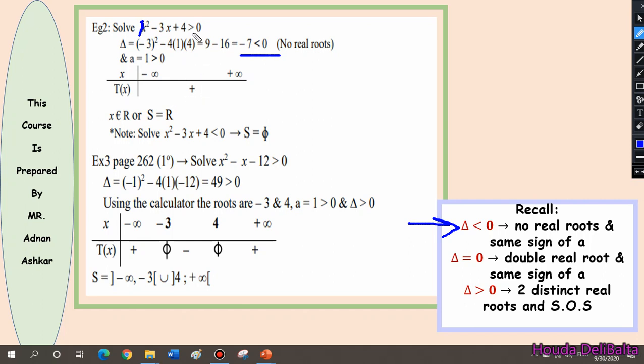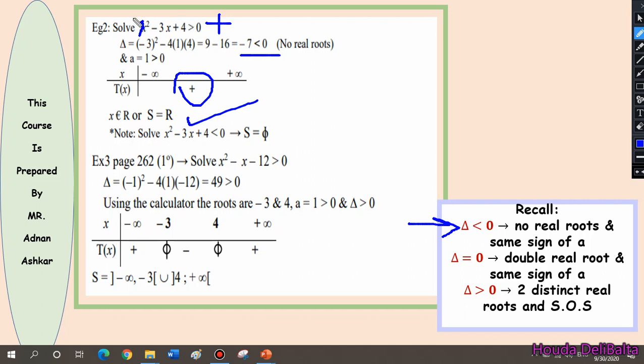But we need it greater than 0, then the solution is R, because we need it positive, and the sign of this is always positive. So that is always true. That means that the solution is R. R means any real number in the set R is a solution for this inequality. That means whenever I take a number and I evaluate it in place of x, I will get a positive value.